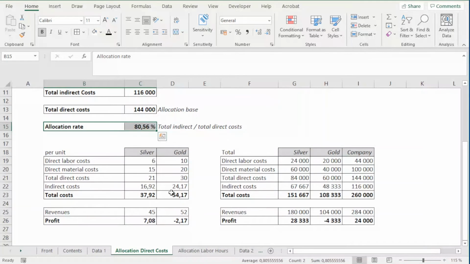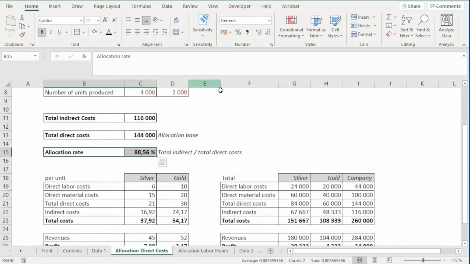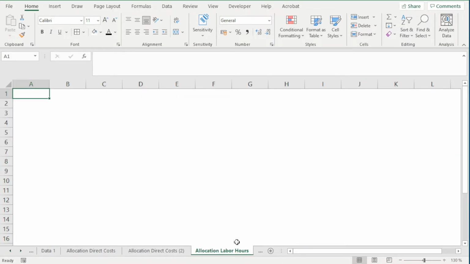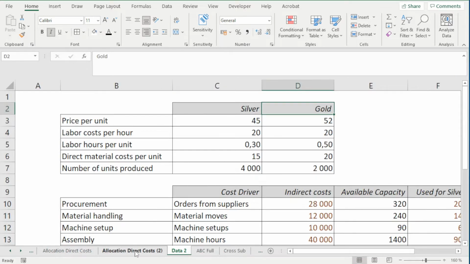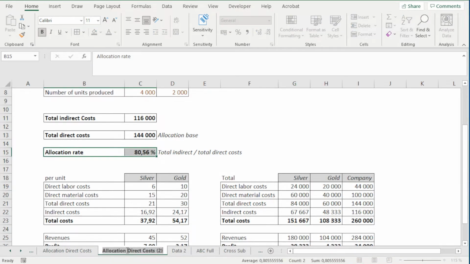So I think the easiest way is to simply copy all these calculations to our next spreadsheet. I will just take this spreadsheet that we have here and make a copy. And I have prepared already an empty spreadsheet here. I will delete this. We don't need it. And then let me just rename the copied spreadsheet to allocation, and then I will say this is an allocation based on labor hours.